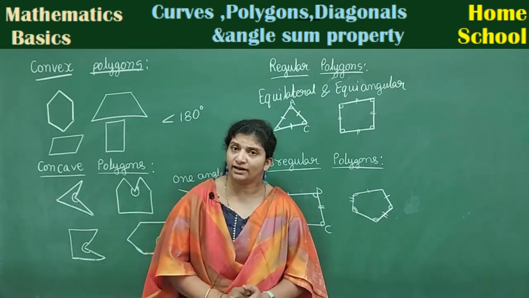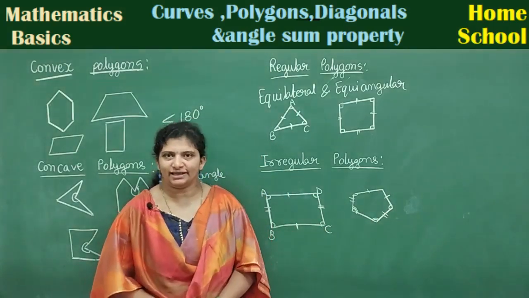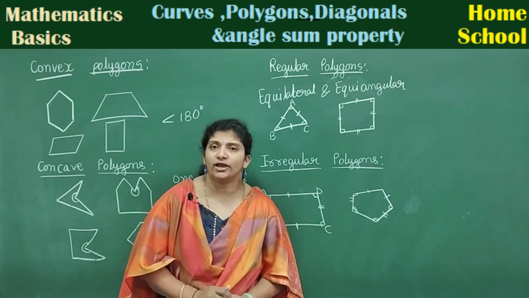What is the rule for regular and irregular polygon? The polygons which are not regular are called irregular polygons. Let's repeat the board again. Types of polygons we have seen.